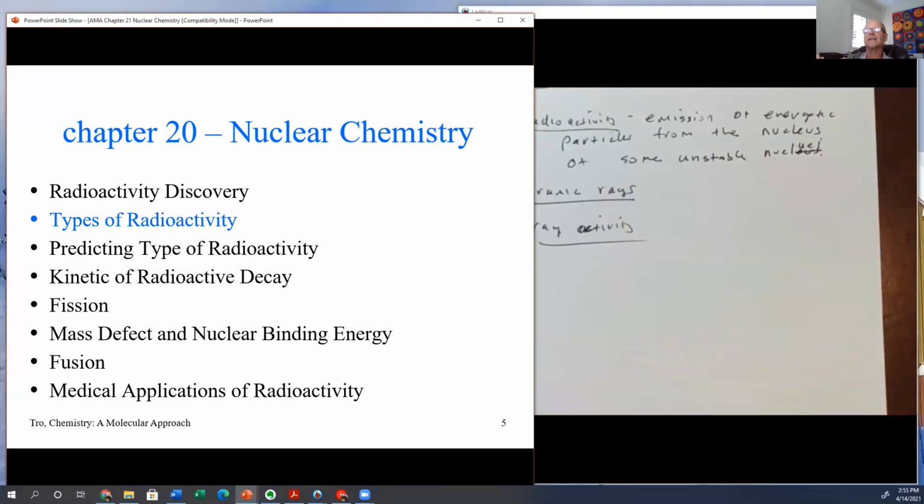So how you characterize it, I don't know. But the discovery of radioactivity was at least the Nobel Prize was given in physics for that discovery.